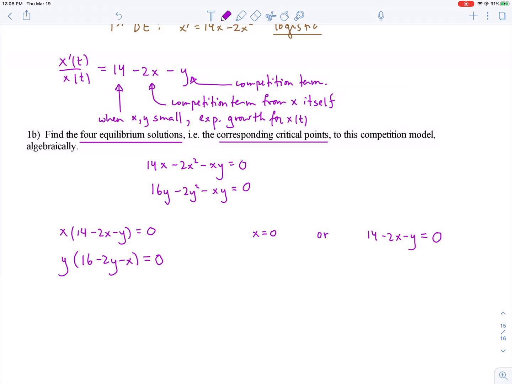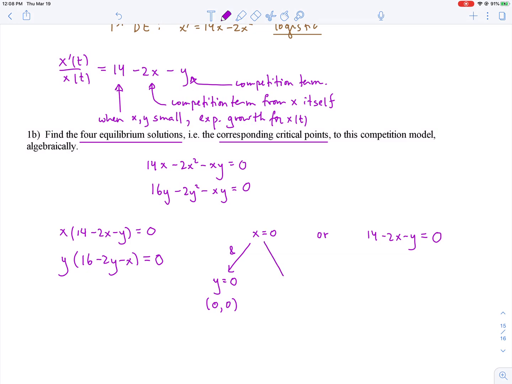Okay, now, if x equals 0, the first equation holds, and so we can go to the second equation. And it could be that y equals 0. And in that case, we'll get the equilibrium point 0, 0. There were no rabbits or squirrels on our island, and there never will be.